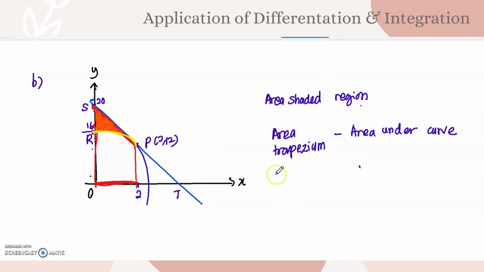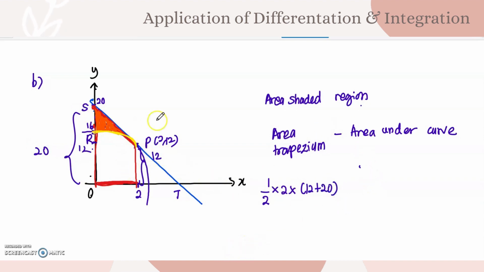So the area of the trapezium is 1 over 2 times the height. The height is 2, times the sides of the parallelogram, which is this one, equal to 12. The length here is 12, and then this part is equal to 20. So 12 plus 20, that is the area of the trapezium.